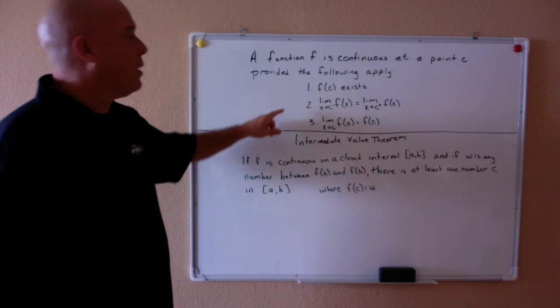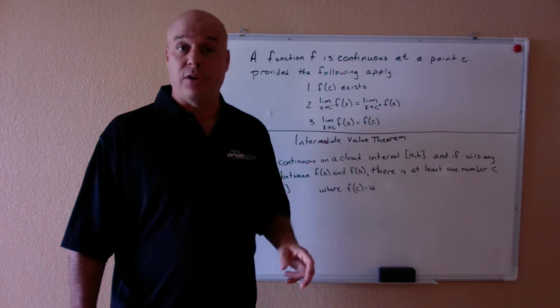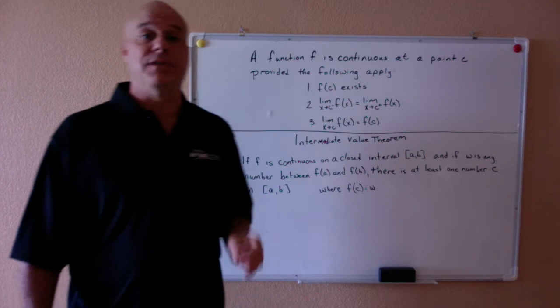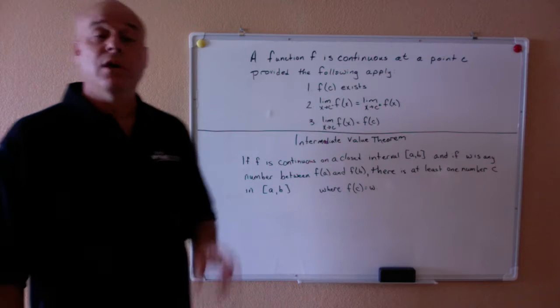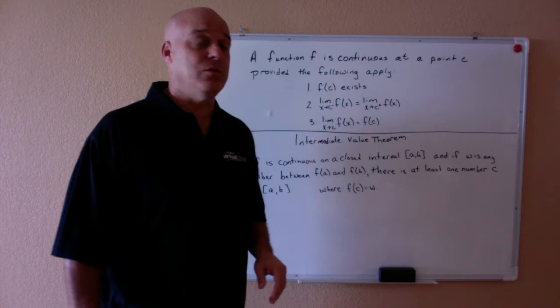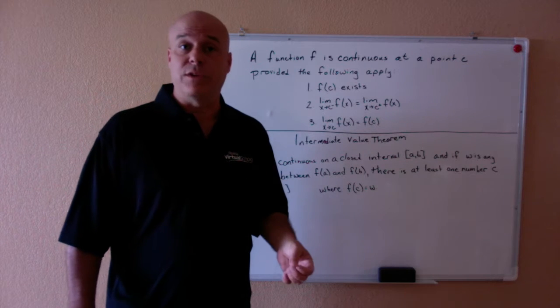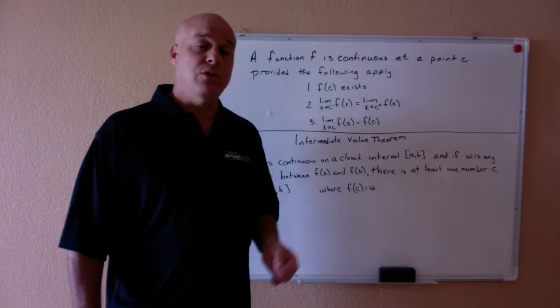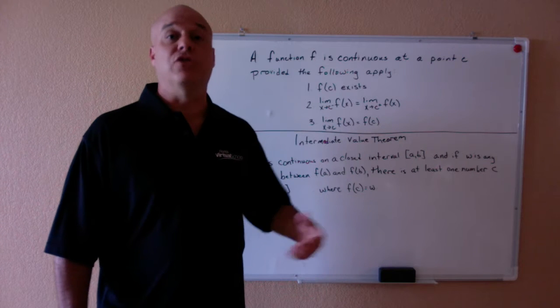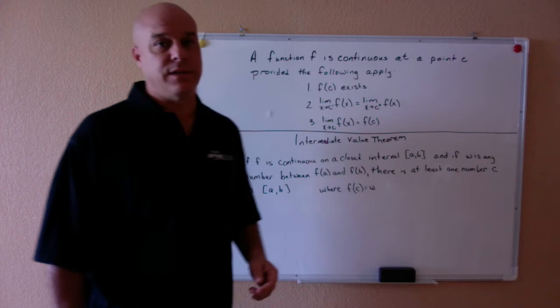The second requirement is that the limit as x approaches c from the left of the function has to be equal to the limit as x approaches c from the right. In other words, the two-sided limit has to exist. Now, for those of you that are AP students, this is an important piece of this. If you're asked to show that something is continuous, make sure that you talk about those one-sided limits and show that they're equal to each other. Then you can say that the two-sided limit exists.